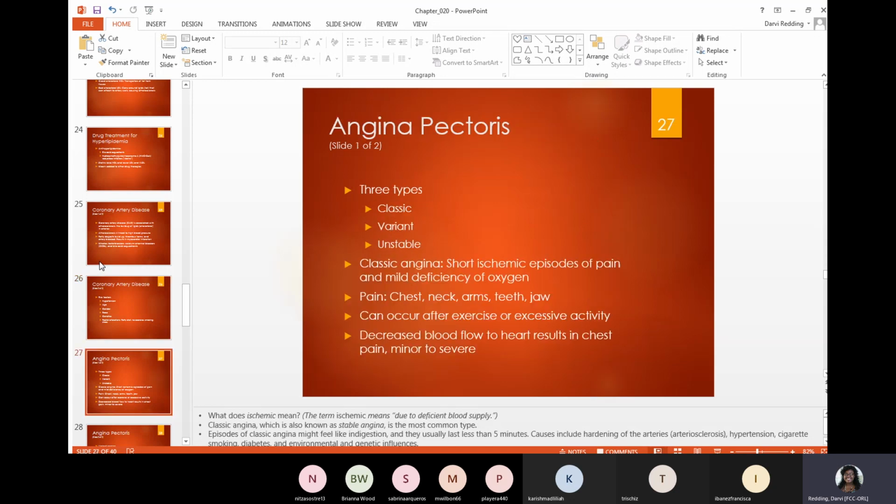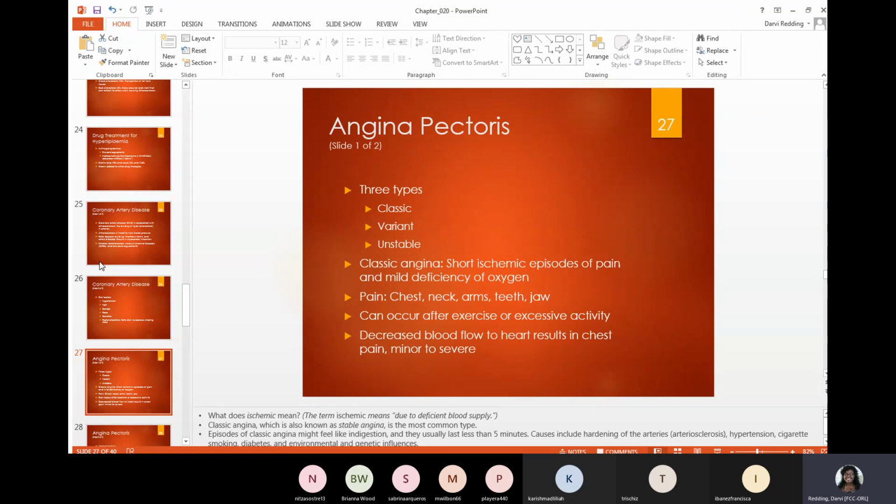Next, we're going to learn about angina pectoris. With angina pectoris, there are three types: the classic, the variant, and the unstable. Now, classic angina, you should know anytime you hear angina, it basically means chest pain. With classic angina, it's a short ischemic episode of pain and mild deficiency of oxygen. So when you hear ischemic, what does ischemic mean? Ischemic means it's due to deficient blood supply, not enough.